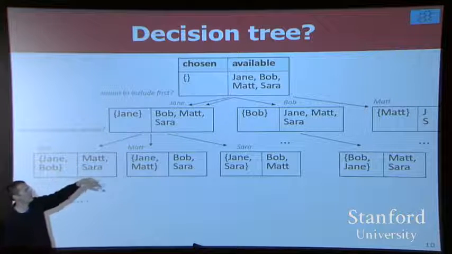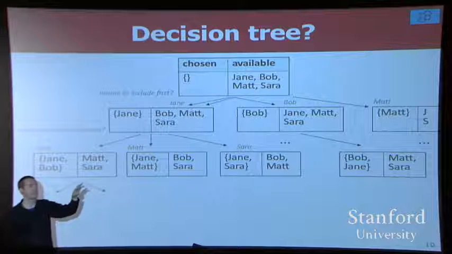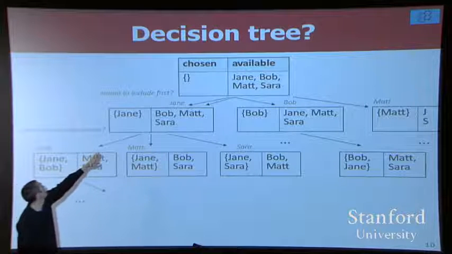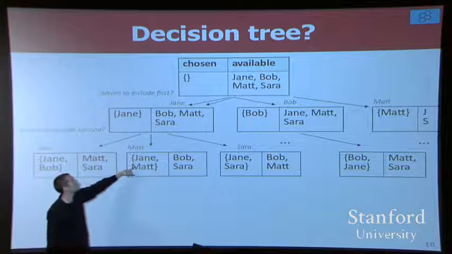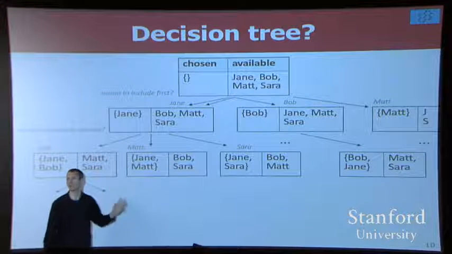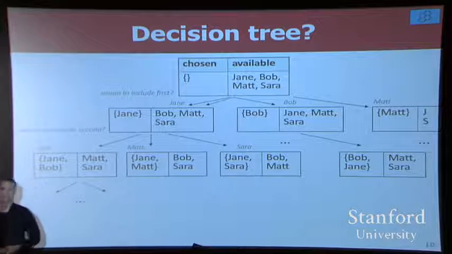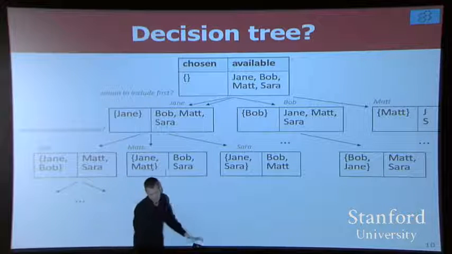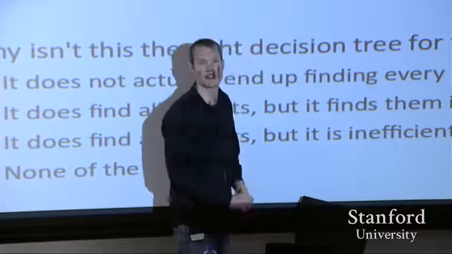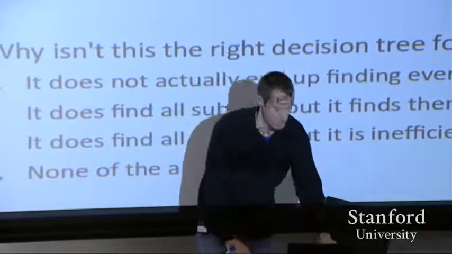I will try choosing Bob first. I will try choosing Matt first. And then I will explore. If I chose Jane first, then maybe I'll try choosing Bob after her. Then maybe I'll try choosing Matt after her, and so on. This is possibly a decision tree you could use for this problem. But you see my little blue logo, right? So I claim this is not the right decision tree for this problem.